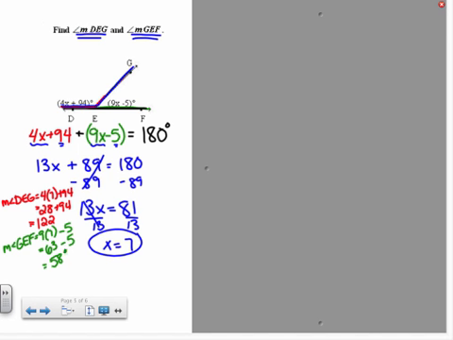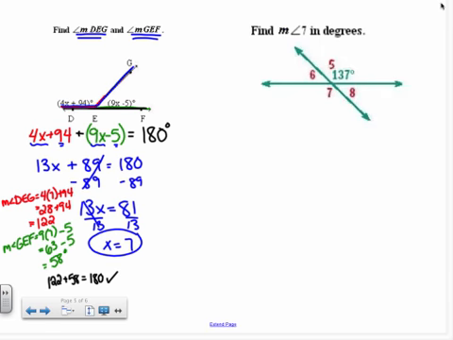I love being able to check my work, and geometry gives us a lot of different ways to do that. So here I know that these two angles need to add up to 180 degrees, so you can check just by adding 122 and 58, and we did get 180, so we know we got this problem right.